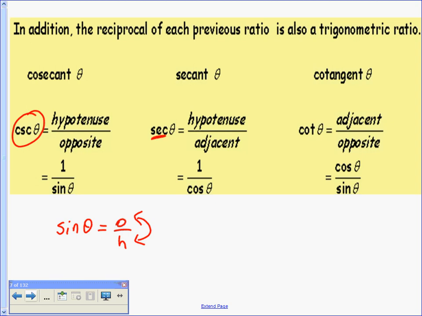Same thing with secant. Secant has a relationship with cosine, and it was adjacent over hypotenuse for the cosine, so now it's hypotenuse over the adjacent, or 1 over cosine. Cotangent, the same way. Instead of opposite over adjacent, it's adjacent over the opposite, or cosine over sine would also work.